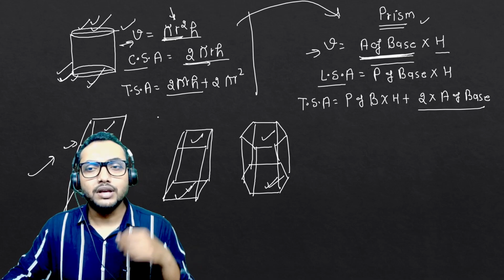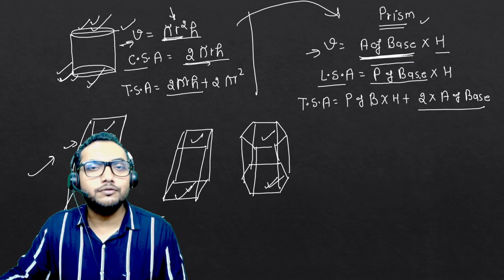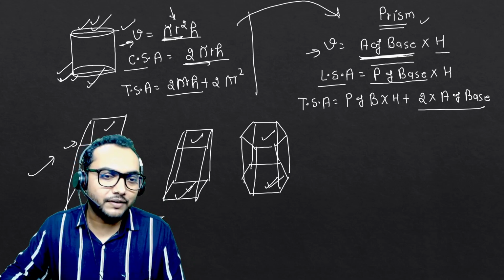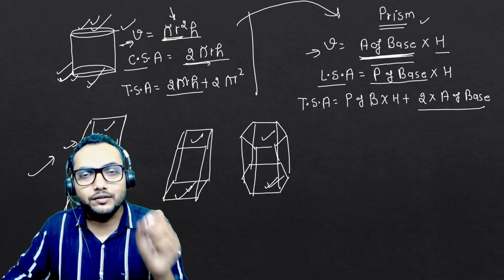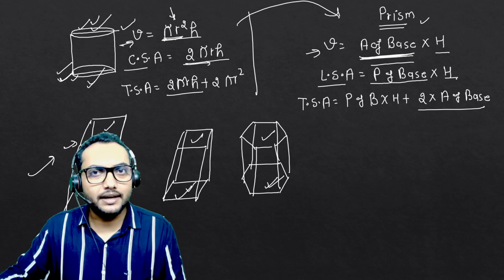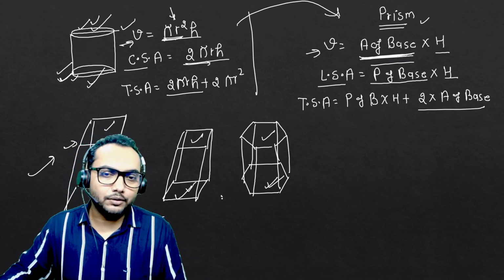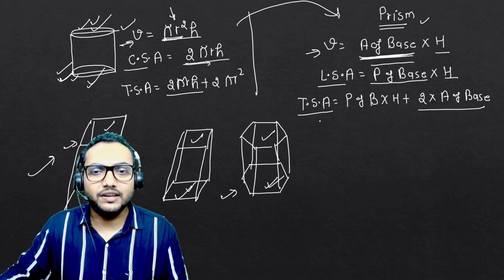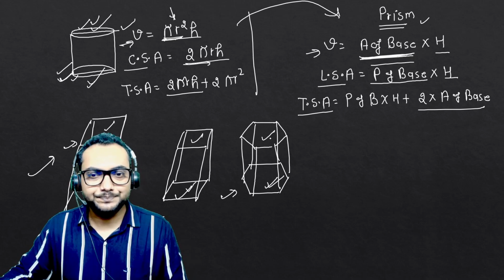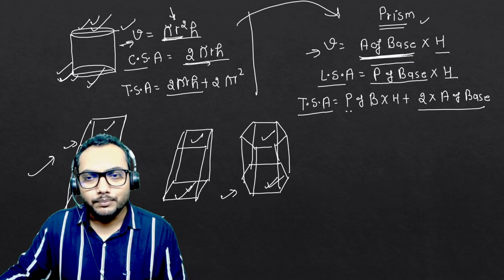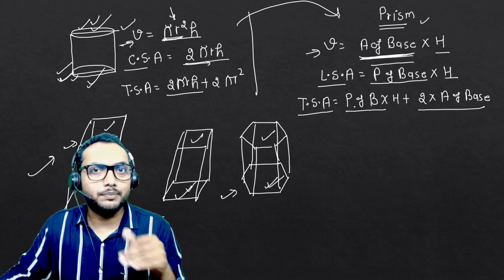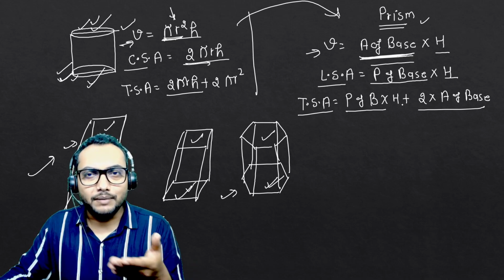Now what you have to do? First of all, you have to find out the perimeter of the base. That means you have to find out the perimeter of this square, and then multiply by height. That's it. Let us suppose you have to find out the total surface area of this regular hexagonal prism, right? So that is perimeter multiplied by height.